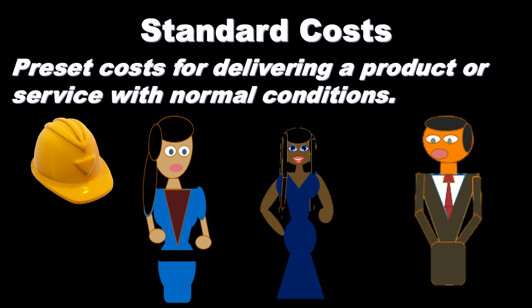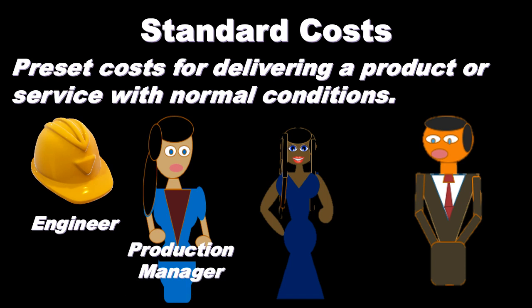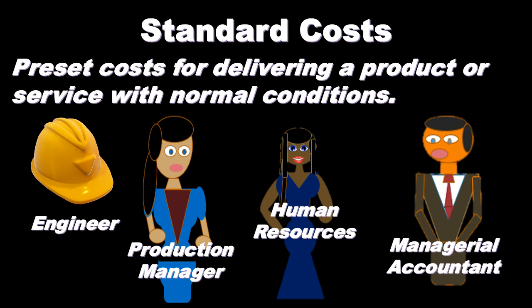We might take last year's numbers into consideration, but we're going to have to put a team together in order to figure out what we believe the standard cost should be, because we're talking about things like the production of items, and that's obviously outside of simply the accountant's department. So we're going to have a team that could include the engineer, the production manager, human resources, and managerial accountants all getting together to figure out what our projected number should be under normal conditions for a certain process, certain procedure, certain component of the production process.